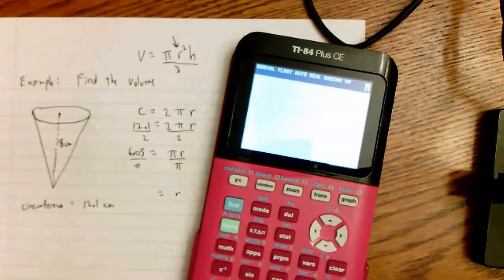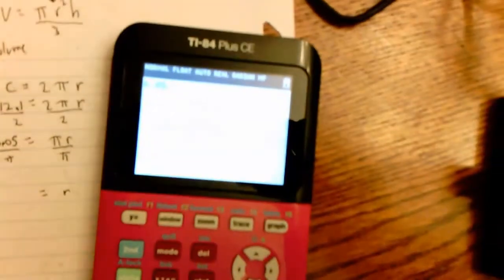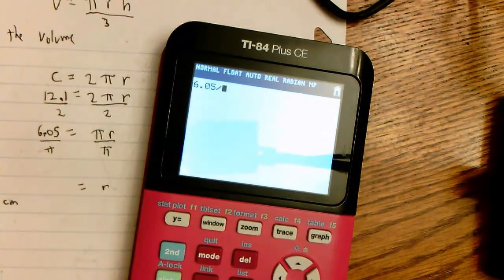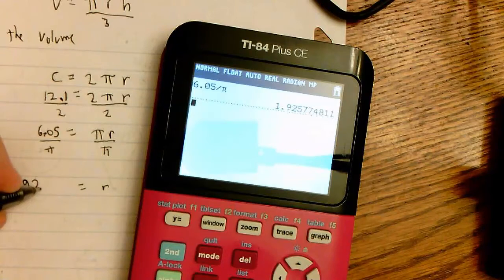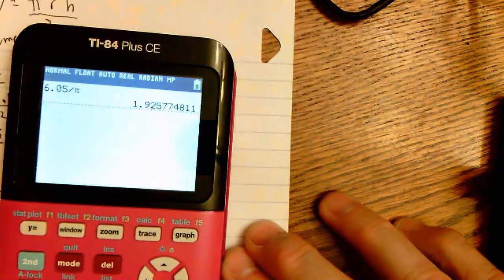So on my calculator, I need to do 6.05, a little bit lower so you can see this a little better maybe. 6.05, and I want to divide that by, and I'm going to use the pi button again. You want to use the pi button on your calculator so it doesn't round it off. And I get 1.9257 and some more. Now, I'm just going to leave that on my calculator, but I want to show you a couple things.